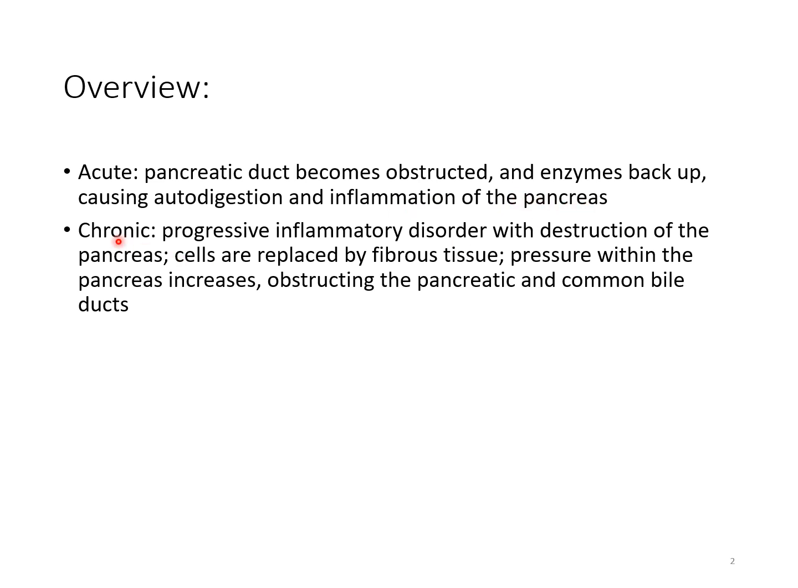And then under chronic, they're saying it's progressive and it's an inflammatory disorder. You're getting destruction of the pancreas, and then you're getting fibrotic tissue. You're getting pressure within the pancreas increasing, and major obstructions of the pancreatic and common bile ducts. Usually chronic pancreatitis happens because you've been getting multiple episodes of acute pancreatitis, over and over again. You haven't been treated, or maybe you keep drinking, and then it really progresses and becomes severe, and you're getting fibrous tissue formation.